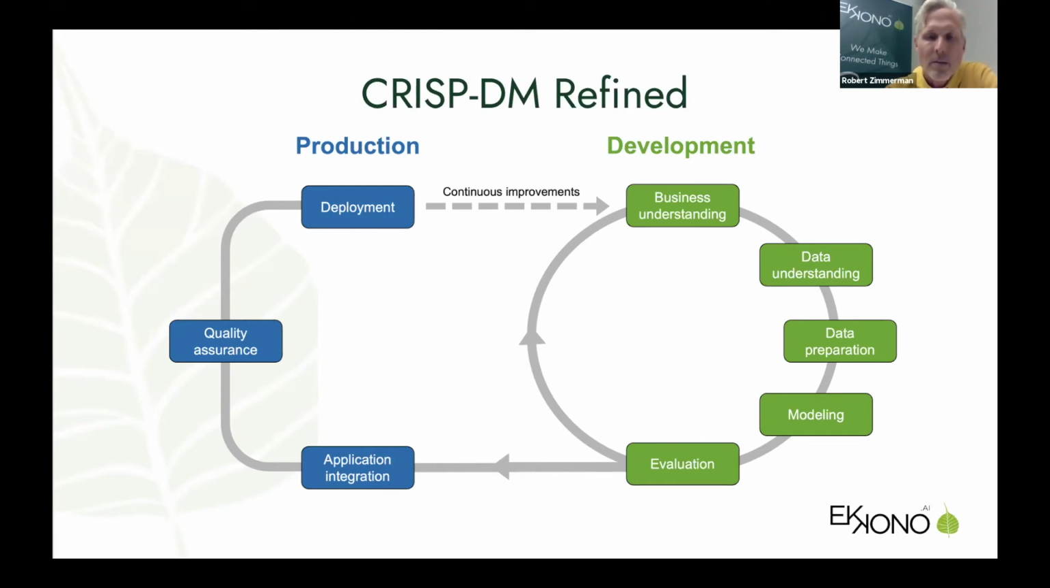And the blue phase also includes quality assurance and application integration. Those two steps are the refinement we have made to CRISP-DM, so that it becomes more applicable for edge machine learning. Yeah, do you have any thoughts there as well, Joakim?